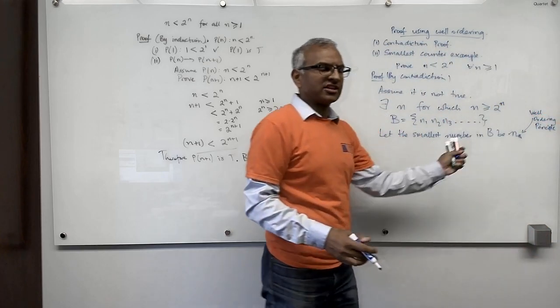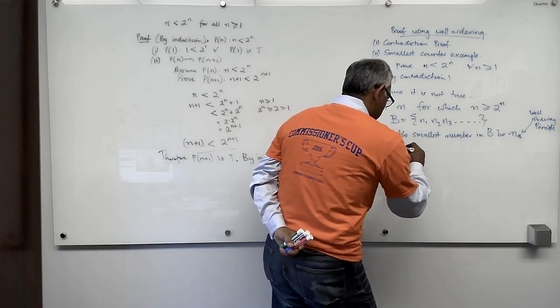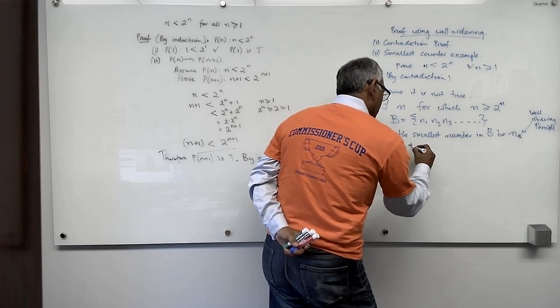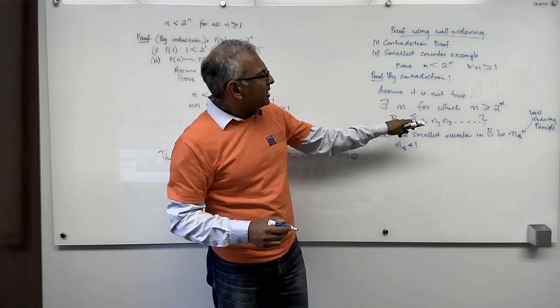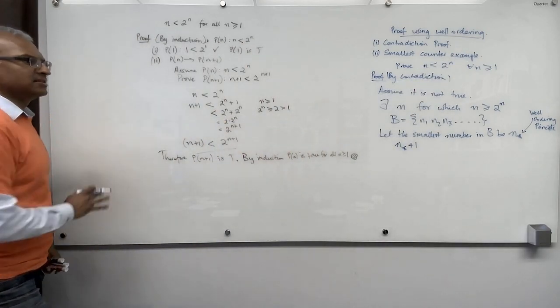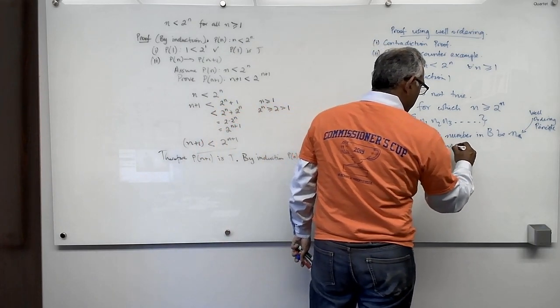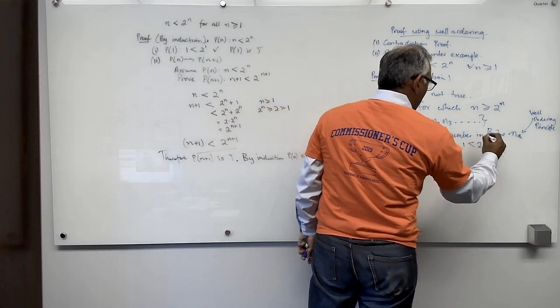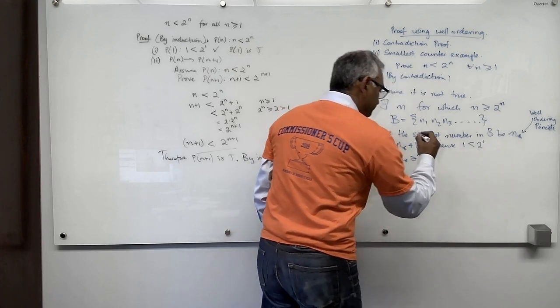So that's what gives us this smallest counterexample. Now, n star is not equal to 1. Why? Because we can explicitly verify that 1 is not a counterexample, because 1 is less than 2 to the 1. That's kind of like the base case in the induction. So that means that n star is greater or equal to 2.